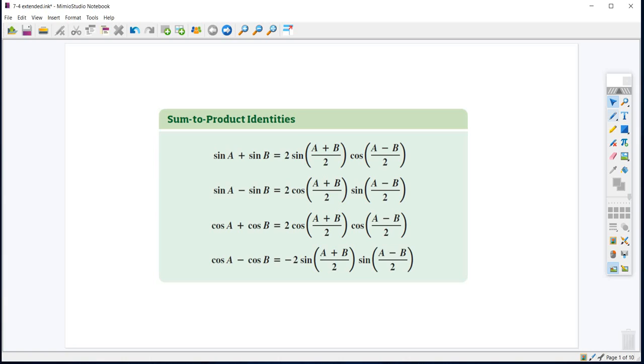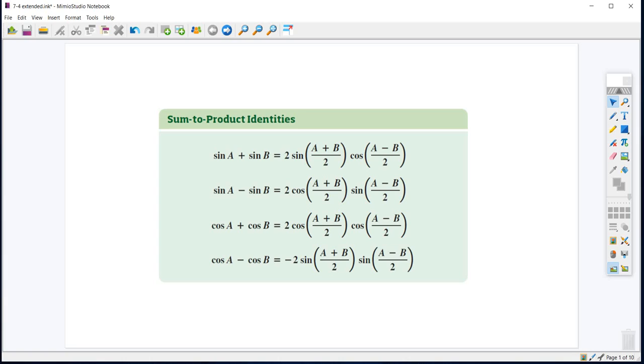We like to call them sum to product and product to sum for a reason. If you check all four of these formulas, we start with a plus. We have sine plus sine, a sum, and that is equal to a formula with sine times cosine. We call it a product formula. So sum to product, that's the reason why.